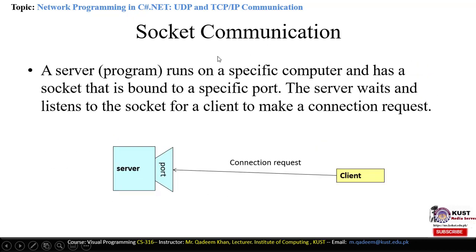Socket communication runs on specific computers and has a socket port, and it is also bound to a specific port for the server. The client port is not necessary when there is one-directional communication. So when the client communicates with the server, the server port is in fact used by the client here.